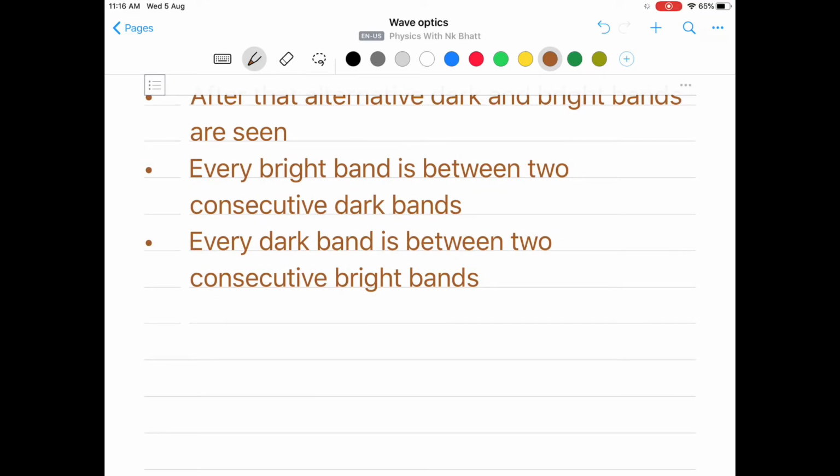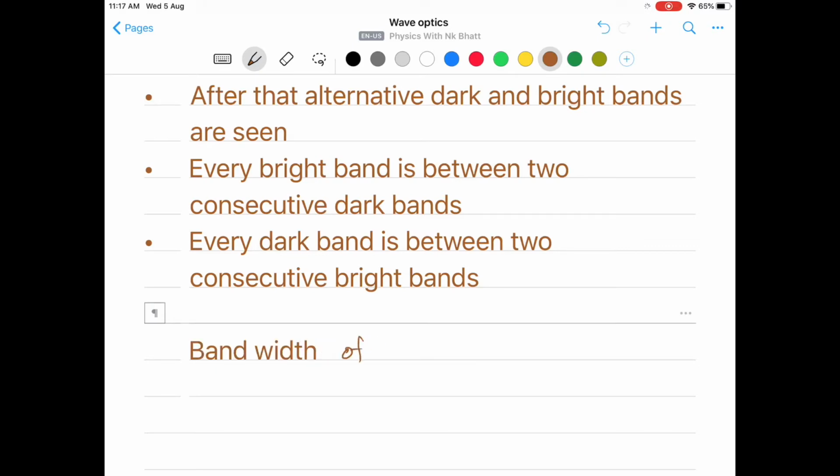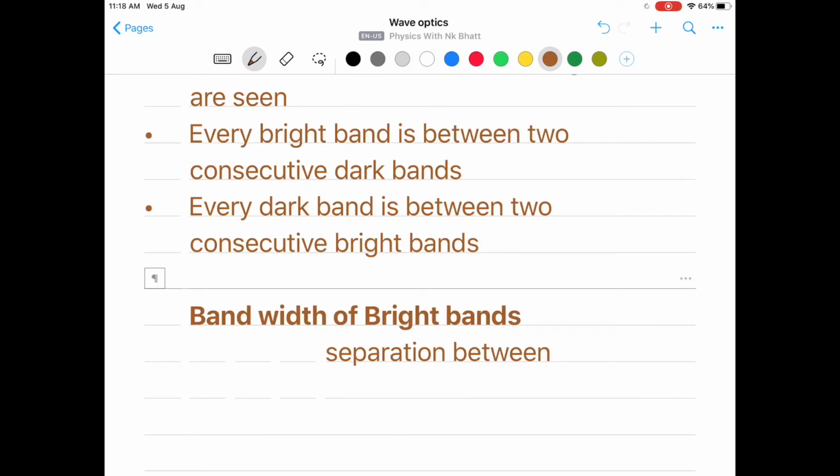We will talk here about the bandwidth of, first of all, the bright fringe, then we will talk about the bandwidth of dark fringes, and then we will talk about the bandwidth of the central bright fringe.